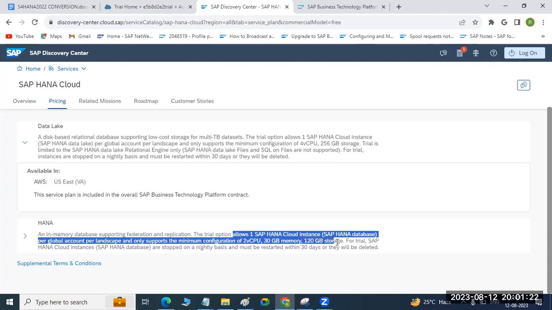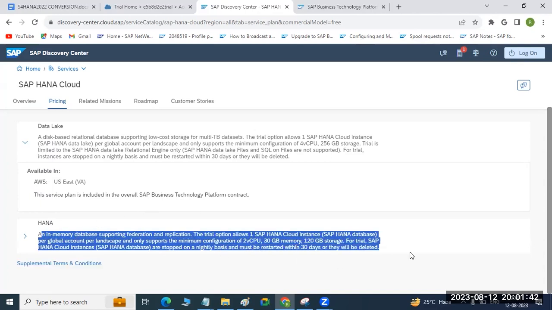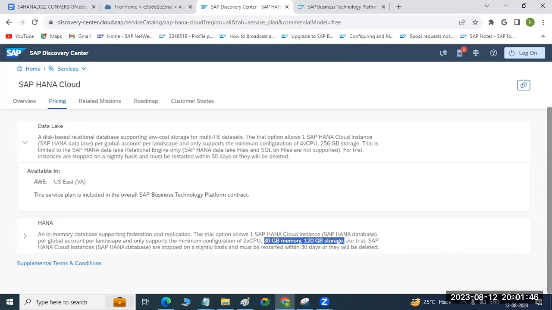120 GB storage here, the trial account. If you don't have much usage, then we can just install and explore the HANA DB. Maybe we can stop it whenever you want, and again we can start it like that. We can manage it in the HANA database also. You can see all the details here, right? 2 CPUs and 32 GB main memory they are giving to you.